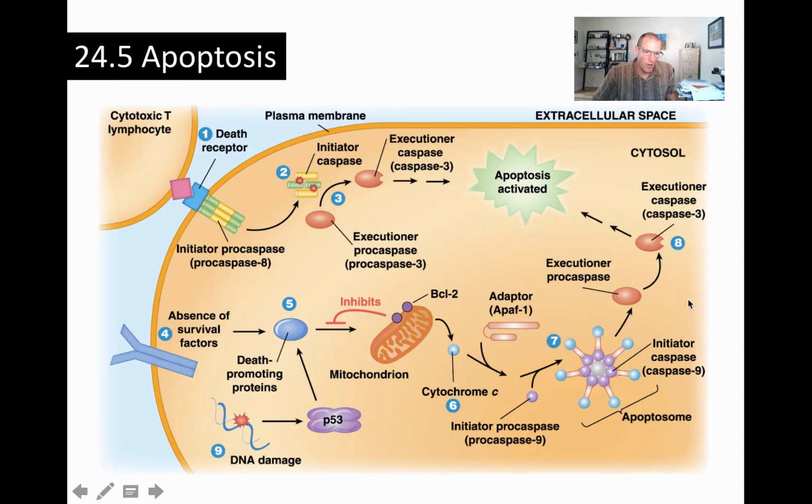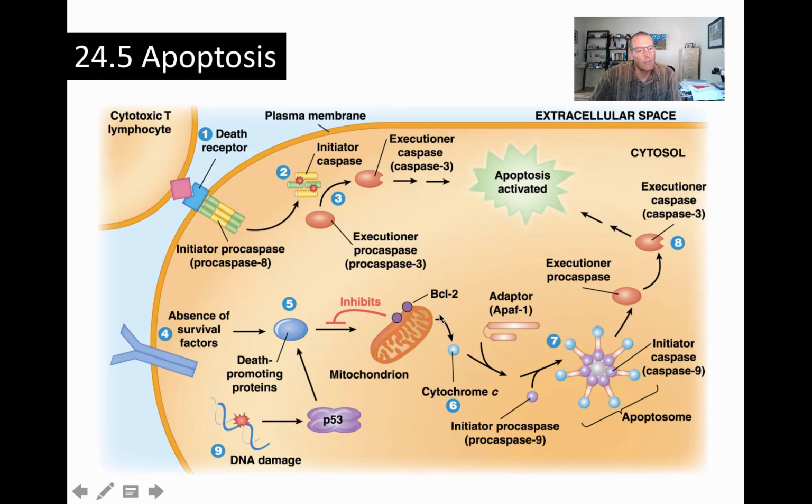The other mechanism we've got going on down here is the removal of survival factors. And some of the things that happen here are similar to what happens up here. So let's look at the bottom pathway. If you withdraw a survival factor, that allows death-promoting proteins to accumulate. So normally this receptor with a ligand bound will suppress the death-promoting proteins. And so if you take away the survival factor, the survival signal, these proteins can accumulate.